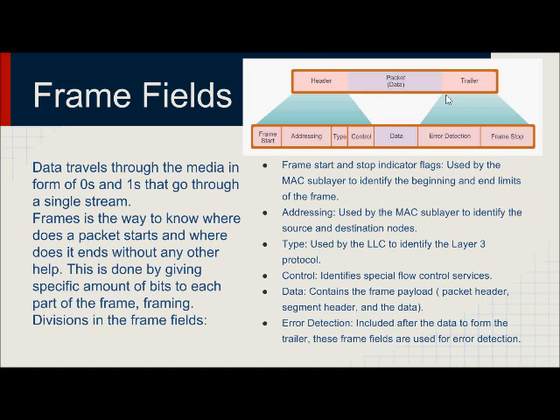In the frame we have different fields. Data travels through the media in the form of zeros and ones that go through a single stream. Frames are the way to know where a packet starts and where it ends without any other help. This is done by giving specific amounts of bits to each part of the frame. This is called framing. Divisions in the frame fields are: frame start and stop indicator flags, addressing, type, control, data, and error detection.